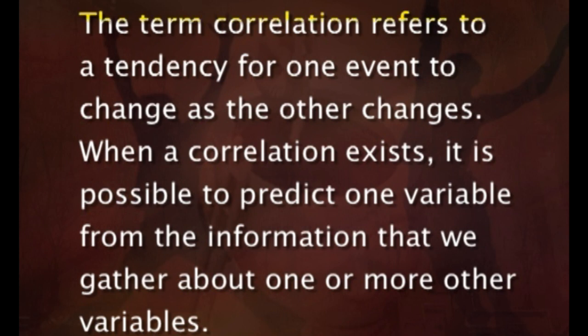At various times, one would have probably noticed that some events appear to be related to the occurrence of others. That is, as one event changes, there would be a change in the other event too. For example, when interest rates rise, the stock market often falls. When two events such as these are related in this way, they are said to be correlated, or that a correlation exists between them. The term correlation refers to a tendency for one event to change as the other event changes. When a correlation exists, it is possible to predict one variable from the information that we gather about other variables.